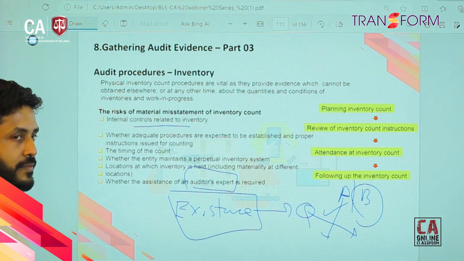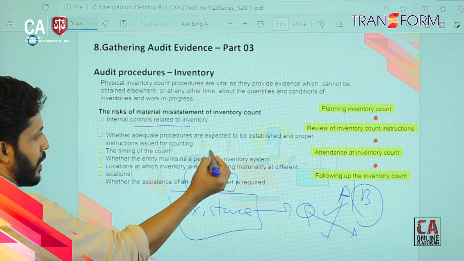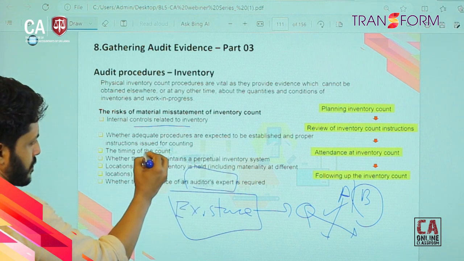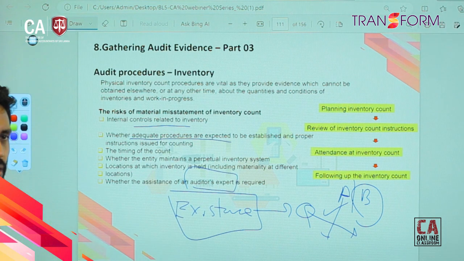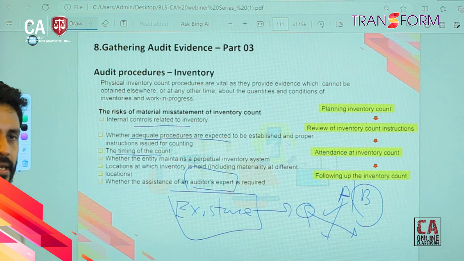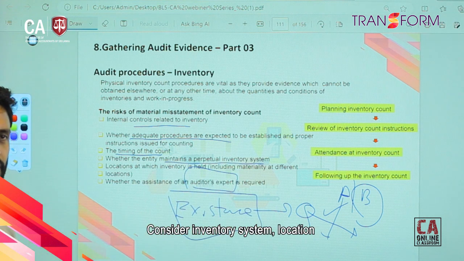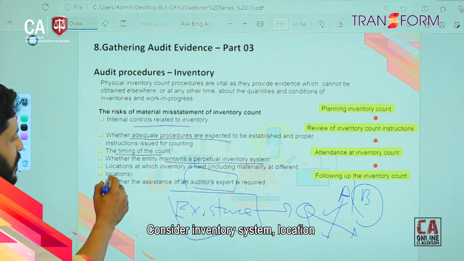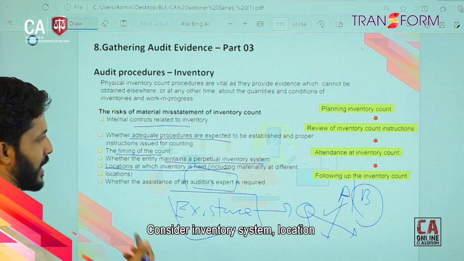ඔයා දැනගන්න ඕනේ inventory related internal control mechanism එක මොකක්ද කියන එක. ඊට පස්සේ adequate procedures establish කරලාද තියෙන්නේ ඔයාගේ inventory count එකට. ඊට පස්සේ inventory count එක කරන timing එක කොහොමද, right? ඊට පස්සේ ඔයාගේ inventory system එකක් manage වෙනවද, ongoing system එකකින්ද inventory capture කරන්නේ. ඊට පස්සේ මොනවද location wise inventory කොහෙද තියෙන්නේ, expert කෙනෙක් අවශ්‍ය වෙනවද.